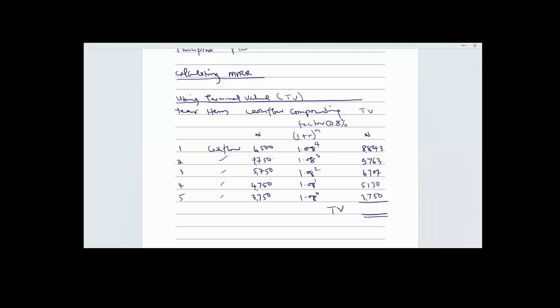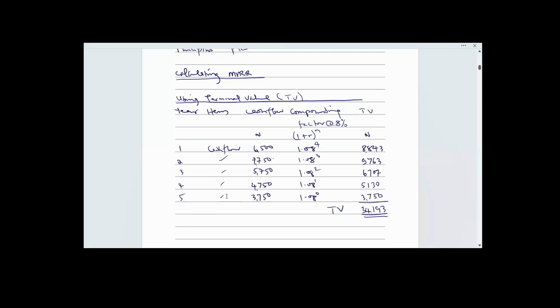So I would then say 8843 plus 9763 plus 6707 plus 5130 plus 3750 equal 34193. Here is 34193. So that's the total terminal value.